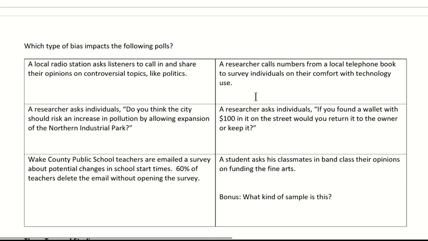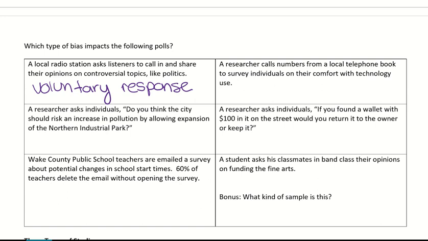So we're going to look at some examples of polls and identify what kind of bias there is. So first, a local radio station asks listeners to call in and share their opinions on controversial topics like politics. This is called voluntary response bias. Remember, voluntary response bias comes from people selecting themselves to respond.